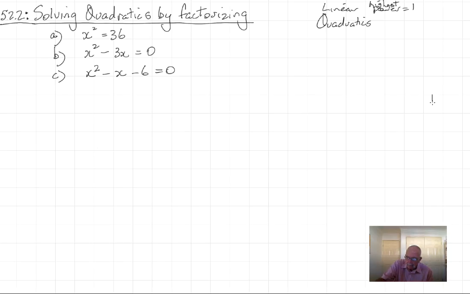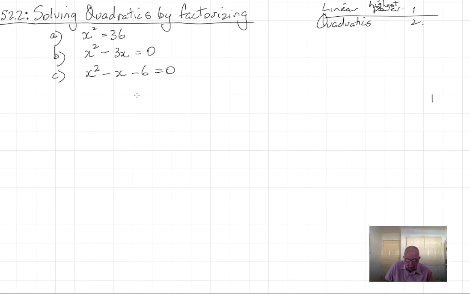And with quadratics, the highest power is 2. Here we've got all these examples here. The highest power is 2. All of these are examples of quadratics, quadratic equations. You don't get x cubed or x to the power of 4. And indeed, they won't be dealt with in this course. They'll be done in future courses.